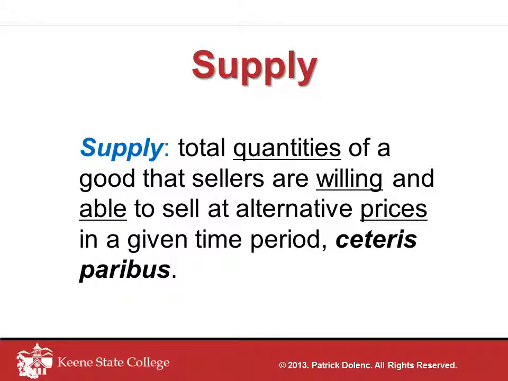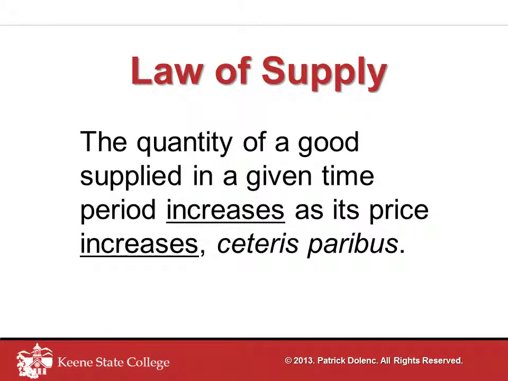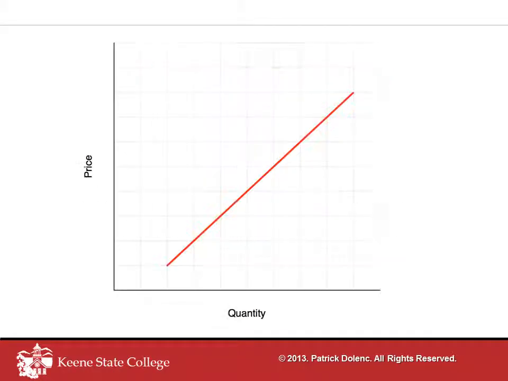Unlike our approach that focused on demand, when we look at supply and uncover a generic law of supply, we discover that the quantity of a good supplied in a given time period increases as the price increases, all other things being equal. While demand suggested a negative or downward sloping line, supply suggests a positive or upward sloping line. The law of supply gives us a generic graph that looks like this.